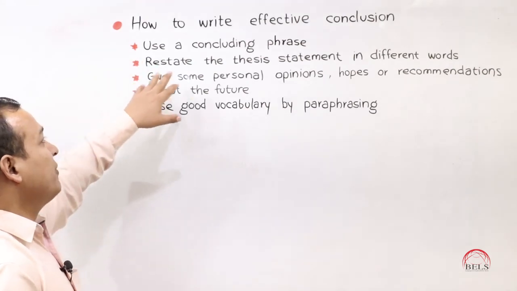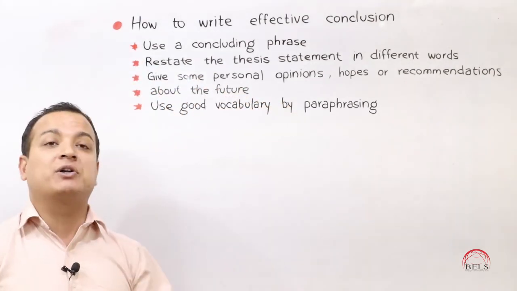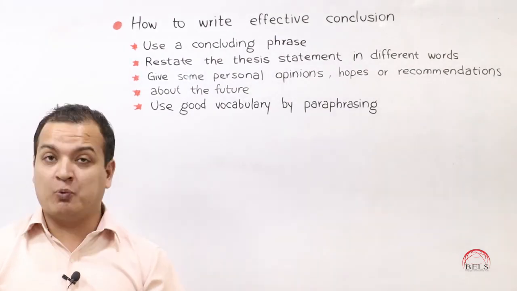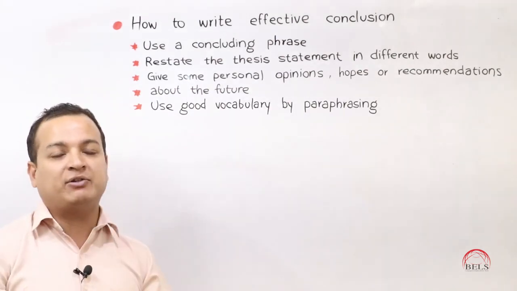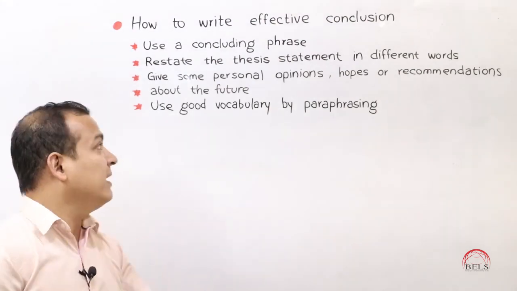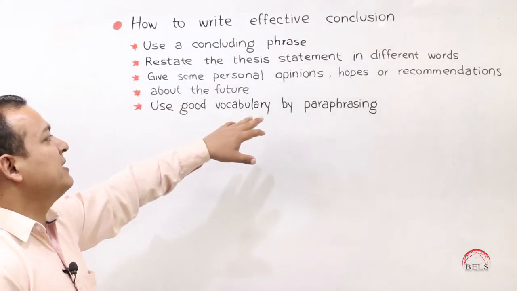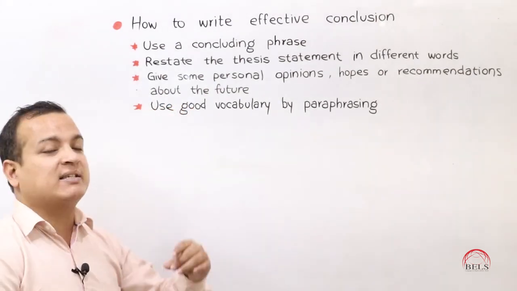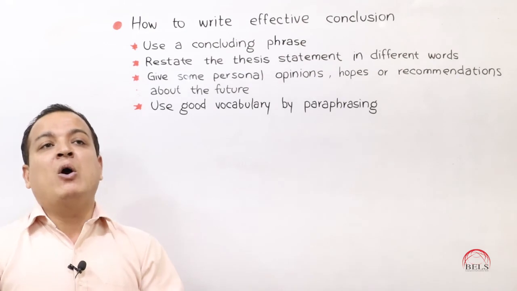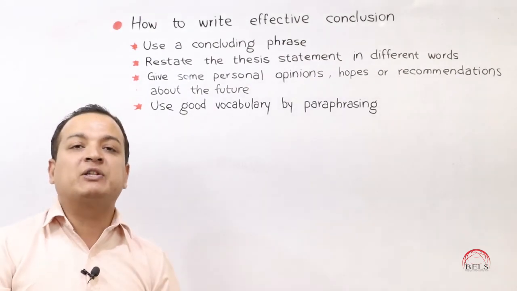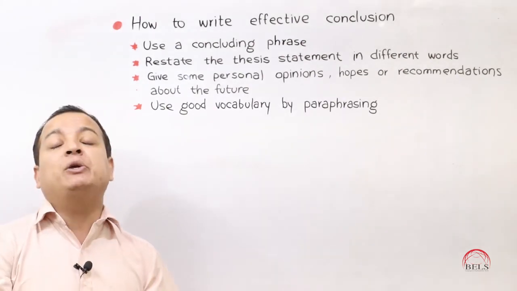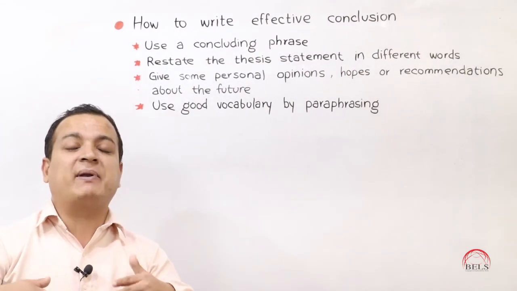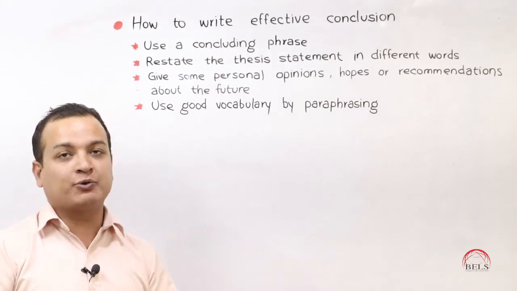The second point is to restate the thesis statement in different words. You can use your thesis statement, your opinion, but it should be in different words. Do not use the same words that you used in the introduction. The third one is to give some personal opinions, hopes or recommendations about the future. Here you can simply use some recommendation. For example, if the question asks how to deal with this issue, you can simply say that the government should take some punitive actions regarding it. This is a recommendation you can give in the conclusion part.